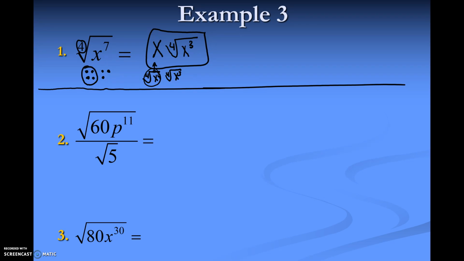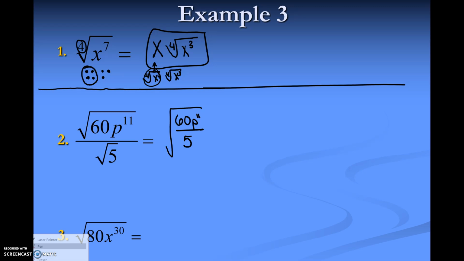Number 2 looks like it's the most complicated that we have. Before you start doing anything, I want you to look at everything that you have in here. Remember, if we can split square roots up using division, we can also combine square roots using division. So 60p to the 11th is on the top. We have 5 on the bottom.